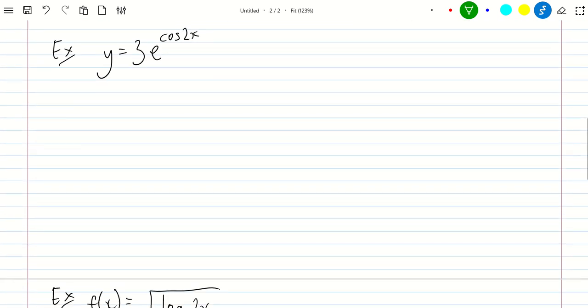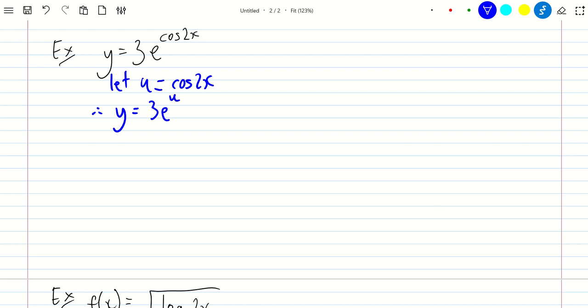I might do this one in a slightly faster way. Oh, no, I'll do it both ways just so that you can see what's going on. Okay, so I'm going to say let u be equal to the inside function, which is cos 2x. The outside function is e to the power of that. So that means that y is equal to 3e to the power u.